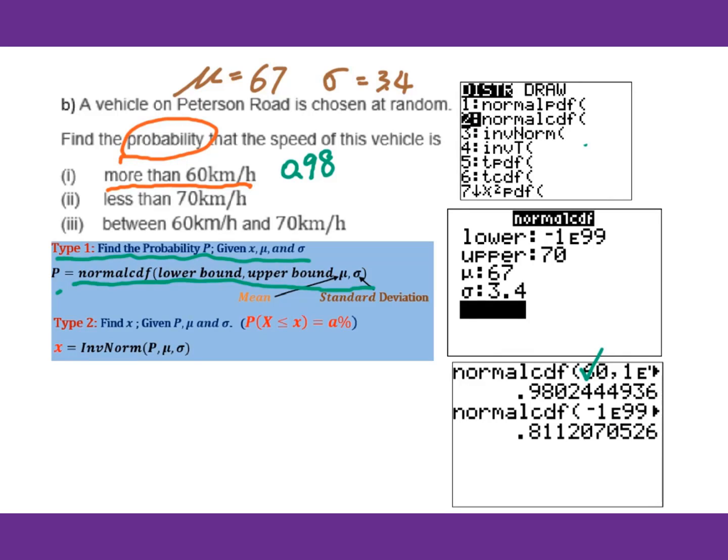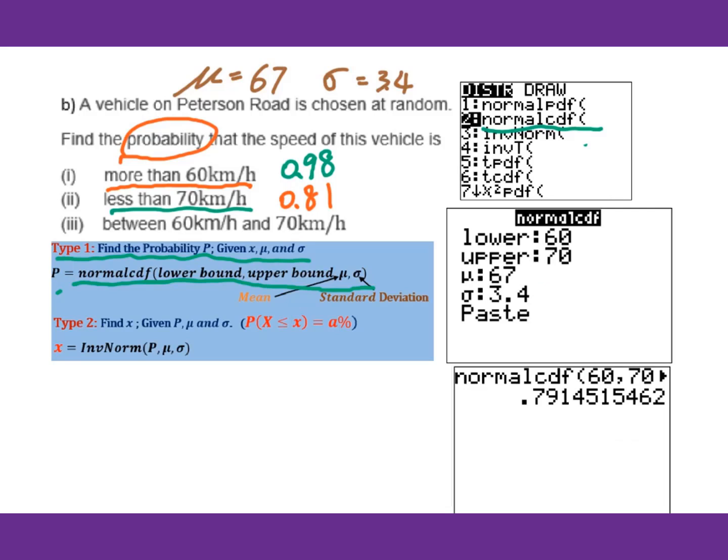For the second question, less than 70 kilometers per hour. We still go to distribution, normal CDF. This time we put the lower one as negative 1E99 and the upper one as 70. The mean and the standard deviation won't change. Then the answer will be 0.81. For the third question, between 60 and 70, you will put the lower 60, upper 70. Then these two won't change. Your answer will be 0.79.